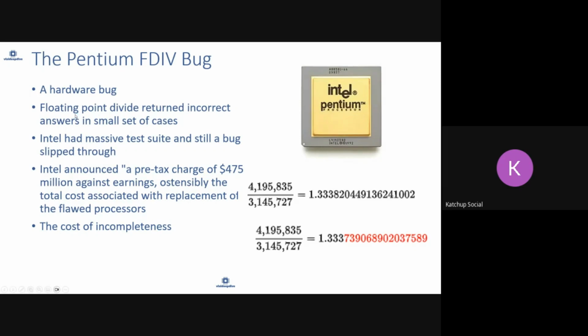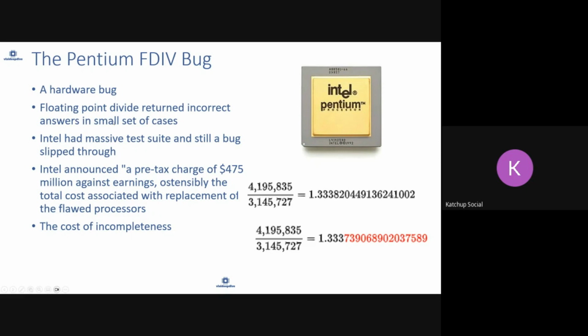Okay, so Pentium, as you know, is an Intel processor. It had a hardware bug. What was the hardware bug? It was in the floating point divide. It returned incorrect answers in a very small set of cases, not everywhere, only a very small set of cases. So it was a corner case bug.